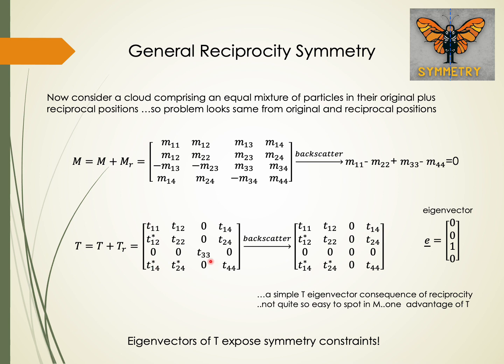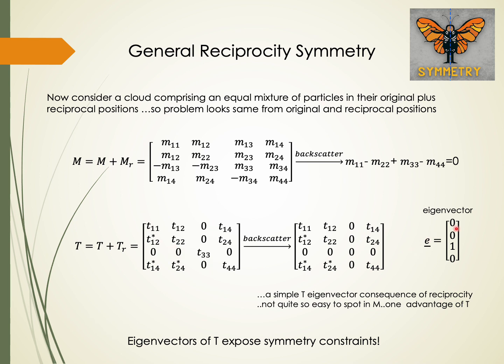And a mathematical way of expressing these zeros here and here is that we have fixed an eigenvector of T. You can see that if we multiply T by this vector 0, 0, 1, 0, it remains unchanged. We just get T33 times 0, 0, 1, 0. So this is an eigenvector of T. And this is an important general result, that symmetry impacts on the eigenvectors of this matrix T, which it does not so clearly with M. It's not such a simple interpretation. So the moral is, if you want to study symmetry and its consequences, use the coherency matrix, the T formulation, rather than M.